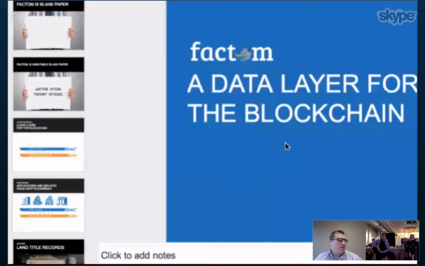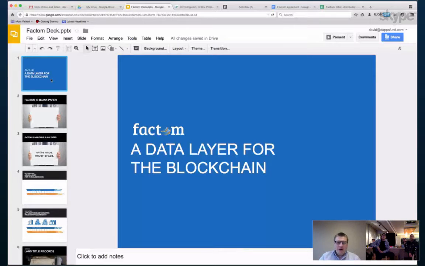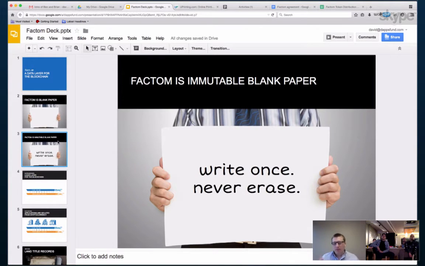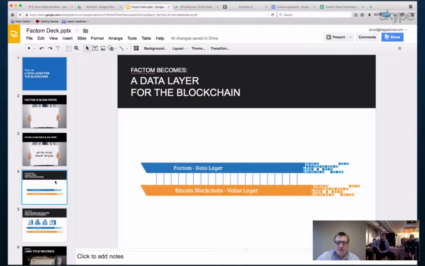So, for those that are already familiar with Factom, you might already know that Factom is essentially a data layer for the blockchain. I really like the way that Paul describes Factom simply as a blank piece of paper that you can write any data structure, any information you want to, and it's basically designed to be immutable blank paper. So it uses the ledger of Bitcoin to keep things immutable and stored there forever in a way that can't be changed.